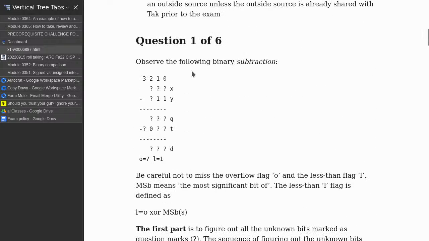All right, so the first one, how do you get started here? One clue is L is a one. If L is a one, that means the sign and the overflow have to be different. So you have two possibilities, and you have to check out each possibility and rule out the one that is not possible. So how do we do that?